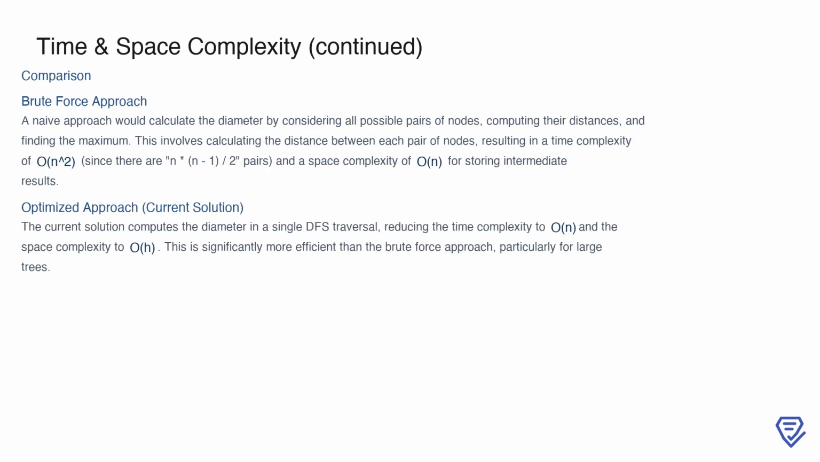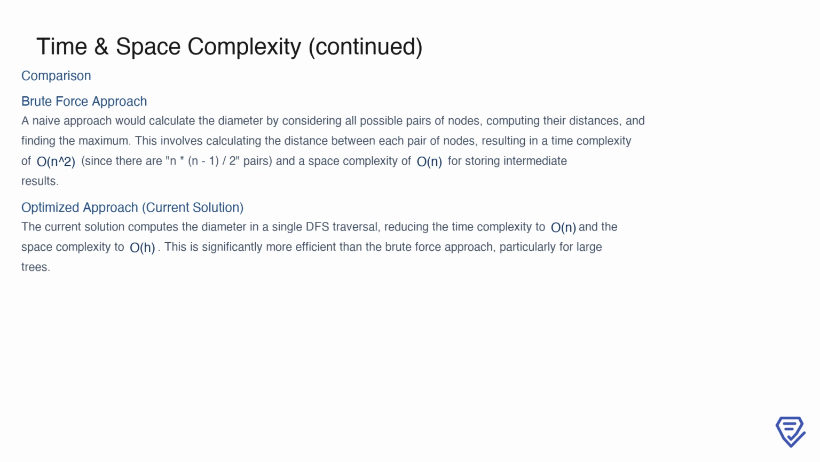Now, let's compare this optimized approach with the brute force alternative. A naive method would involve calculating the diameter by considering all possible node pairs, determining the distance between them, and then finding the maximum distance. While this approach works, it requires calculating distances for n*(n-1)/2 pairs. This leads to a time complexity of O(n squared), which becomes computationally expensive for large trees. Additionally, it uses O(n) space for storing intermediate results.